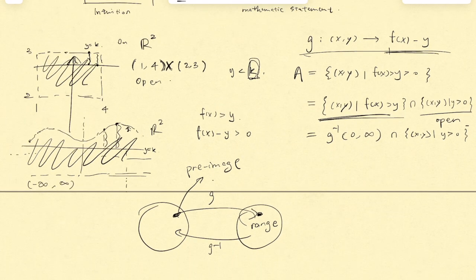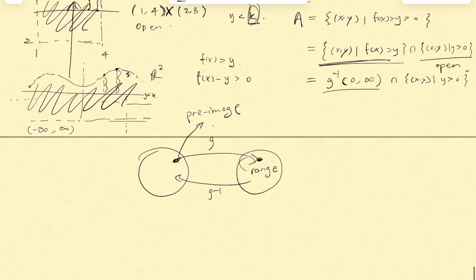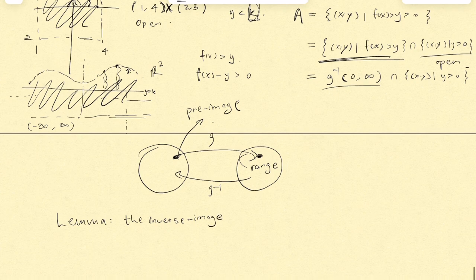Okay. So now we want to prove that the inverse image under g of the set 0 to positive infinity is an open set. Well, how do we prove that? Here we use a very useful lemma, which is: the inverse image, which is just the pre-image, they are two names for the same thing, the inverse image of an open set is open.